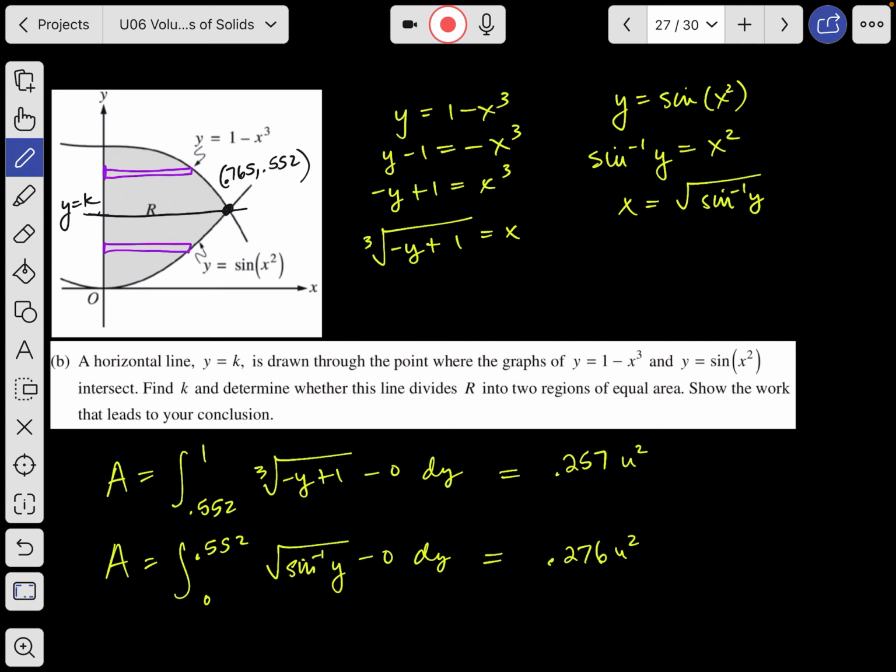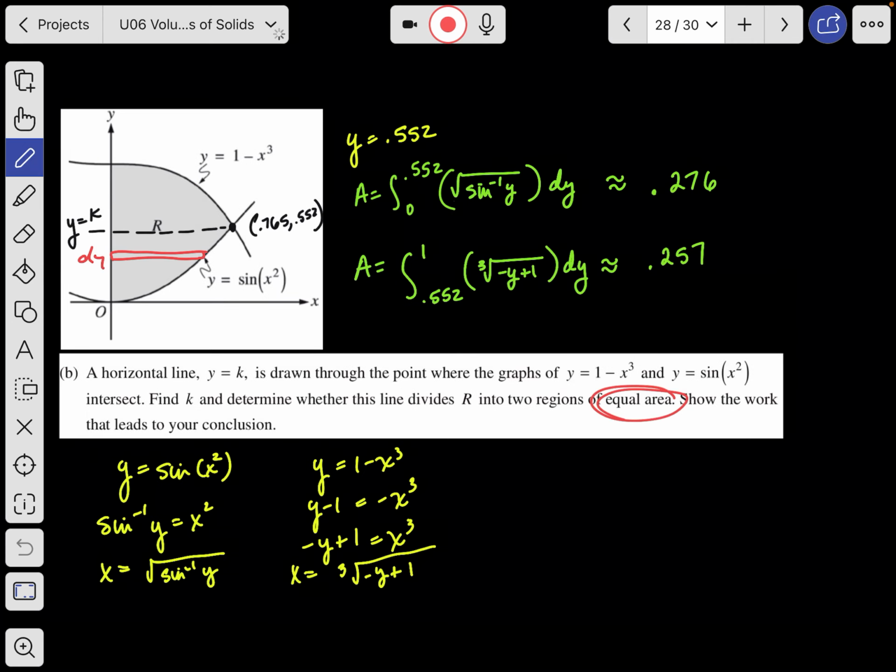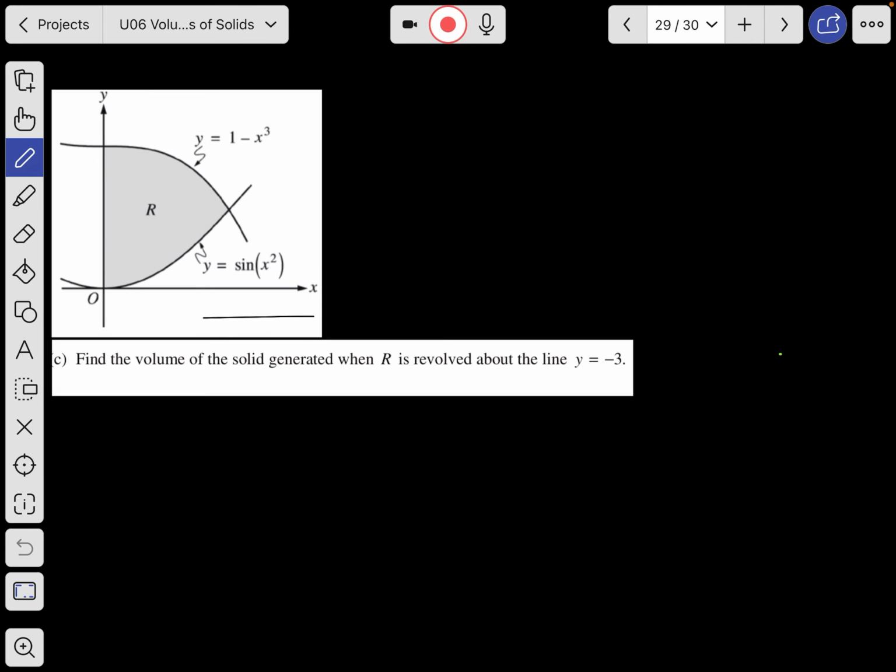And so find k. Okay, well, if we want to find k, we need to set these integrals equal, and we can solve. No, we already found k. K is the intersection, sorry. We know k, so we can find the area, and so we can see that these areas are not equal, so we can say no. These areas are not equal, and here's my work. And there it is, again.